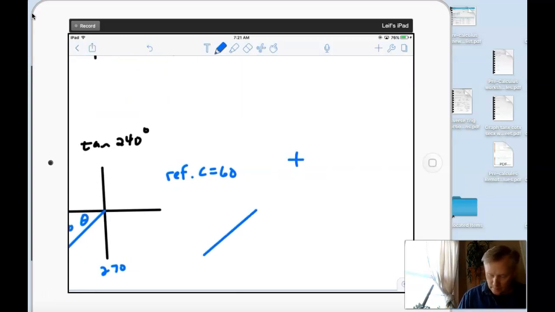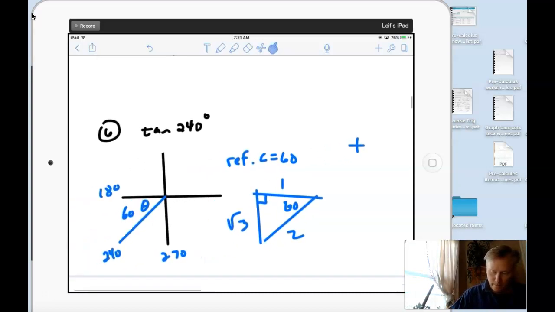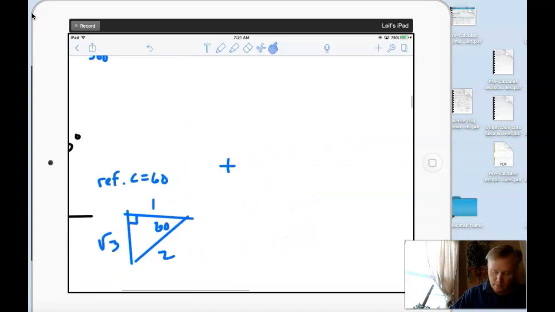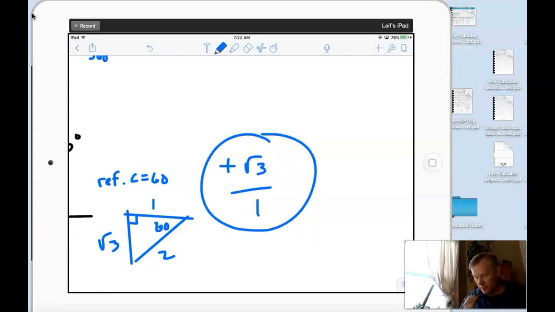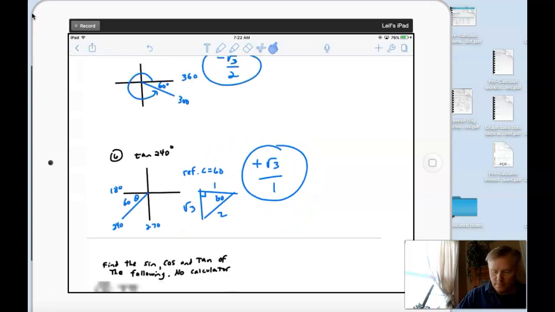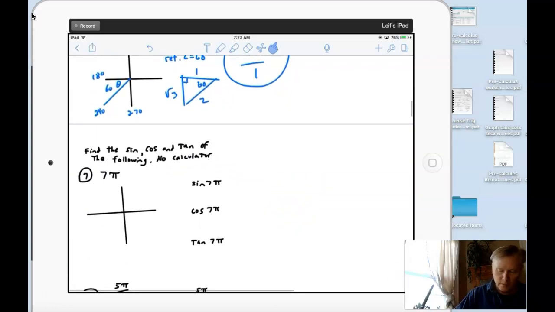And if you draw out the triangle, I guess. Here's 60, 90, 1, 2, square root of 3. So I am looking for the tangent of 60, which gives me the square root of 3 over 1, or just the square root of 3. And that's my answer. Next one.